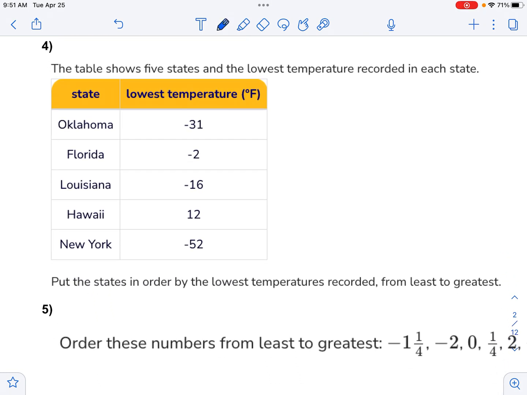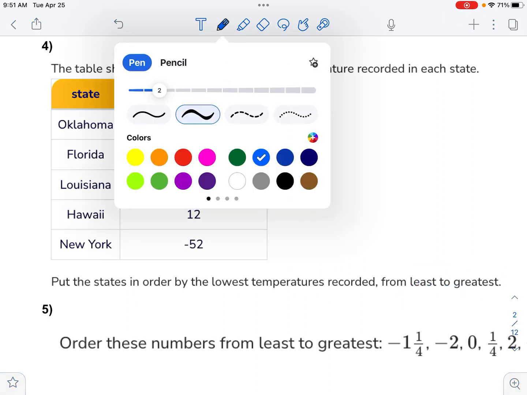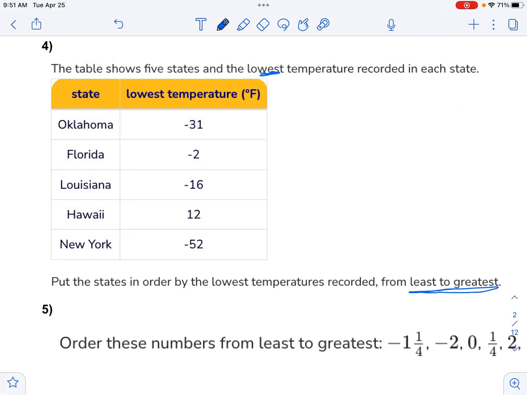Let's see. Put these least to greatest. Got to pay attention to that because sometimes we might ask you for greatest to least, kind of sneakily. So what I do when I see that is just underline it so I don't lose track of that. So the least, which is the biggest negative number, is going to be New York. So New York is the first one.